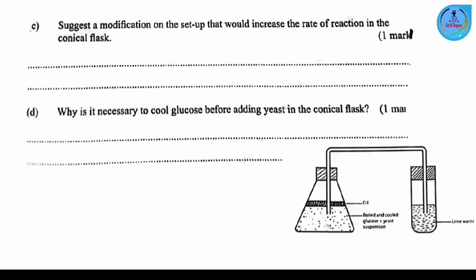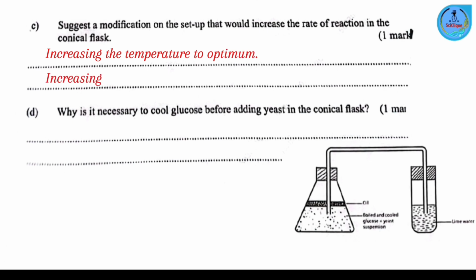Part C, suggest a modification on the setup that would increase the rate of reaction in the conical flask. Okay, so how can we speed up the rate of respiration? Number 1, by increasing the temperature to optimum. Now this is respiration and it's a process that is controlled by enzymes. If you have optimum temperature, the enzyme reactions are going to be the highest. Okay. Now, number 2 is increasing the concentration of the yeast or glucose.